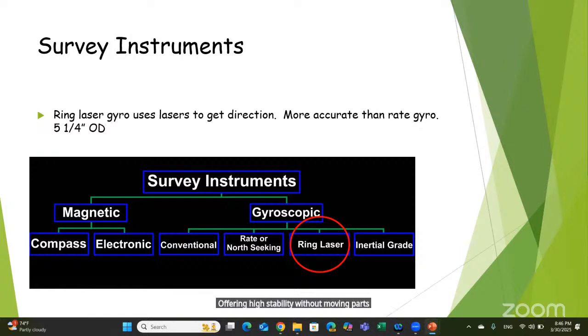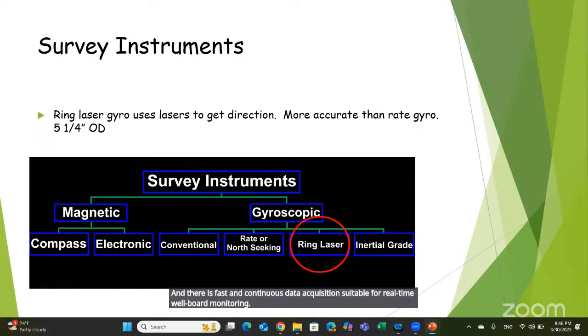From the advantages of ring laser gyro, there is no magnetic interference, it can determine true north, which is ideal for absolute positioning in complex wells, it has low drift over time, which is more stable than the conventional gyro, and there is fast and continuous data acquisition suitable for real-time wellbore monitoring.